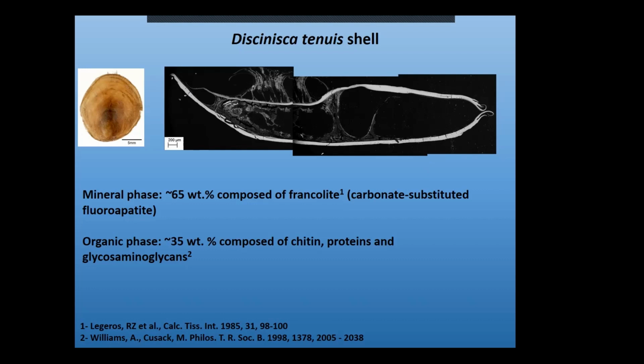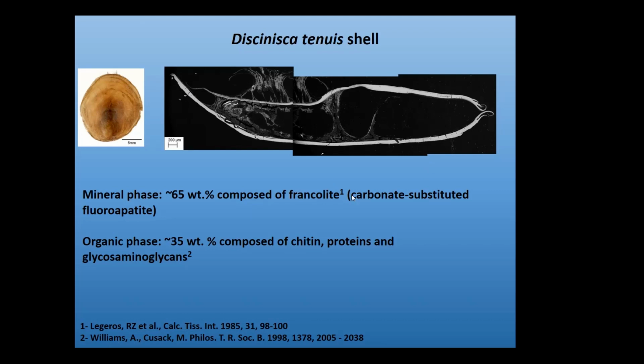Marine invertebrates like sea urchins and mollusks normally use calcium carbonate to make their shells, and can also have silica in the case of some sponges. But calcium phosphate is really unusual. It's not the kind of material that you find in invertebrates. But this Scinisca tenuis does use calcium phosphate.